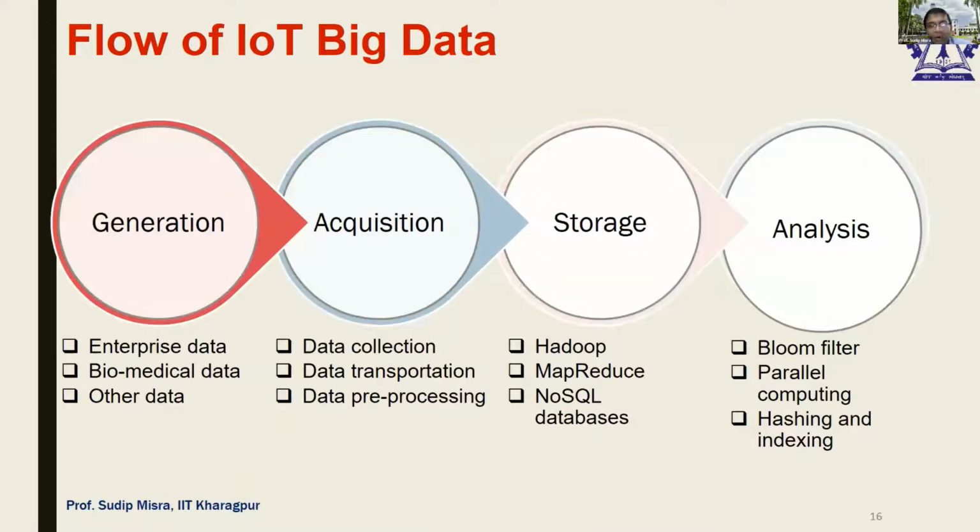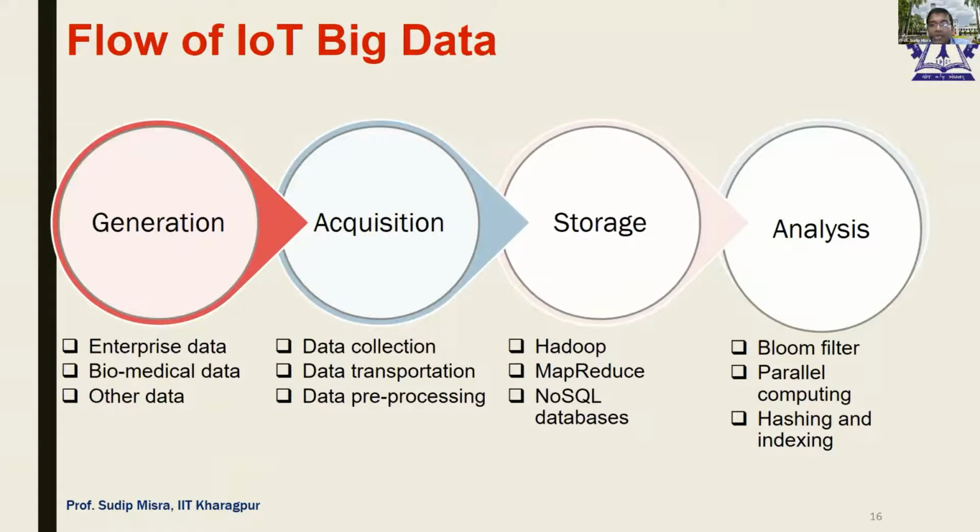So it starts all the way from generation of the data to the analysis of the data. In between, you have acquisition of the data and the storage of the data. For each of these, you need different tools. For the generation, we have these IoT devices. For acquisition, you have different tools that can be used for the collection of the data, for the transportation of the data, for the pre-processing of the data.